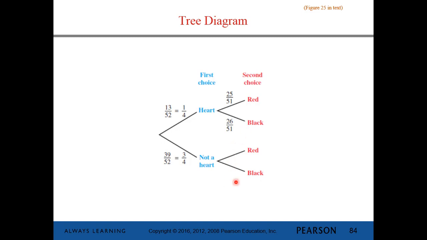So sometimes the tree diagram doesn't work, because just because I know I didn't get a heart doesn't mean that I know how many red cards are in the deck on the second draw. I know there are only 51 cards, and I know I didn't get a heart.